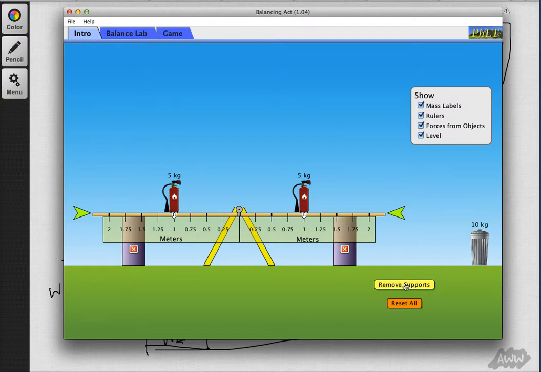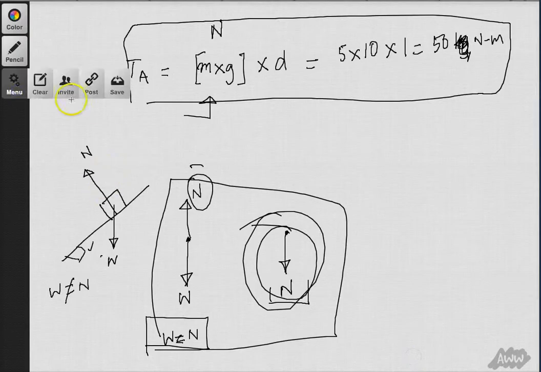Okay, let's add the supports back, and now let's try and do something else. Let's take this 5 kg mass and put it at the 2 meter point on the left of the fulcrum. Let's take this 5 kg mass and put it at the 0.5 meters. Now what will happen if I remove supports? Let's try and do the calculation separately first, okay? We might understand it intuitively, but let's do the calculations.